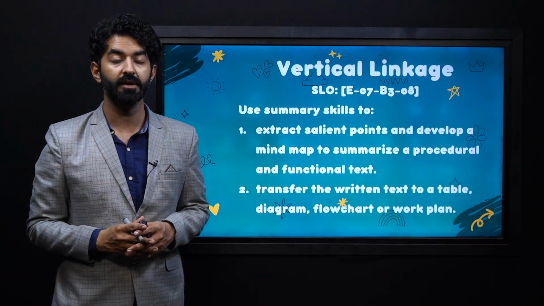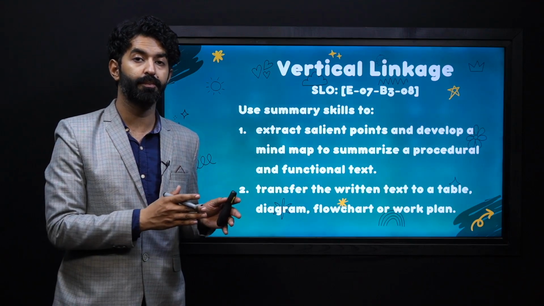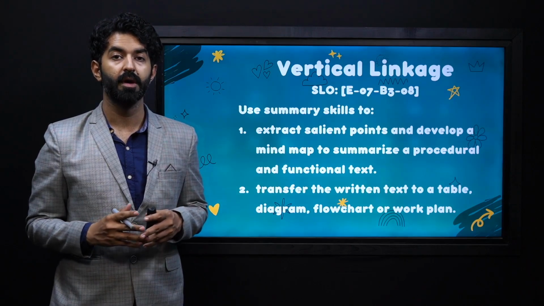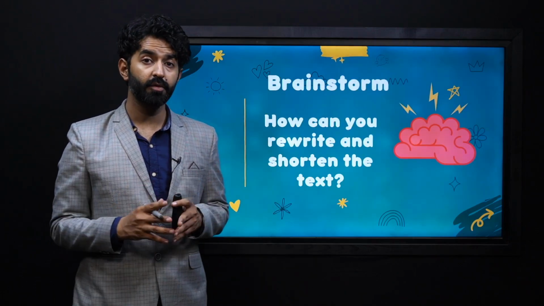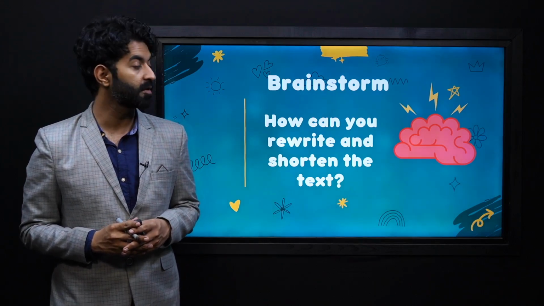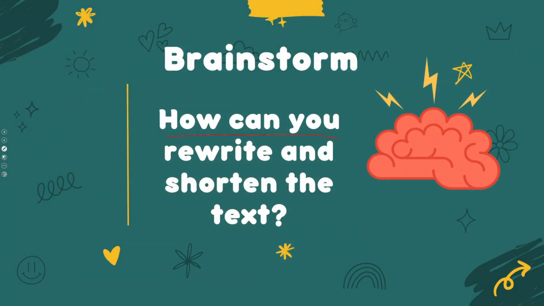Now let's get started. Here is a vertical linkage linked with our previous grades' SLO. You have gone through it. I hope that you remember the lessons that we learned in that. Now time to storm your brains a little bit. It's our brainstorming session in which you will ponder upon the question of how can you rewrite and shorten the text.